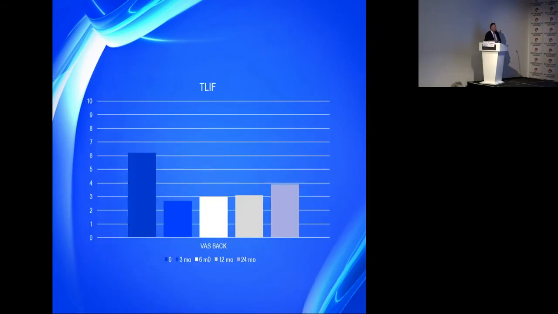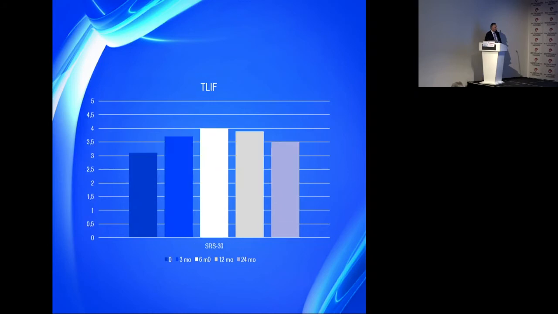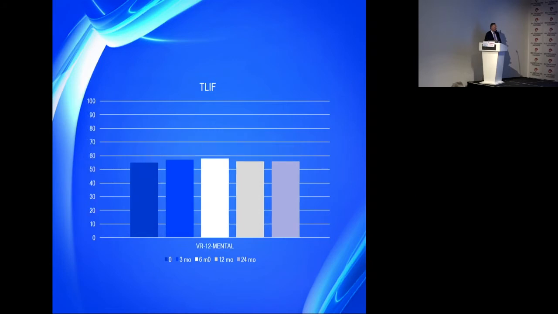So T-lift in this group of 25 patients had dramatic and immediate reduction in their back pain, which remained very good throughout 2 years. Same for leg pain, excellent relief of leg pain, stayed very stable up to at least 2 years. Not much difference in mental health scores, physical ability scores. SRS-30 improved a little bit, but then started coming back down. VR-60, again, no significant changes.